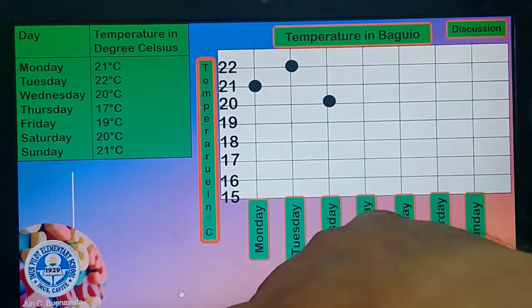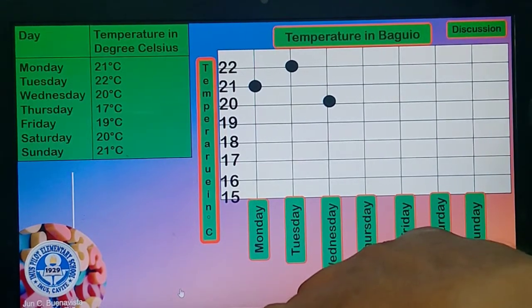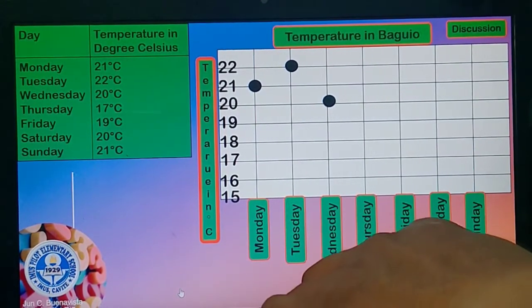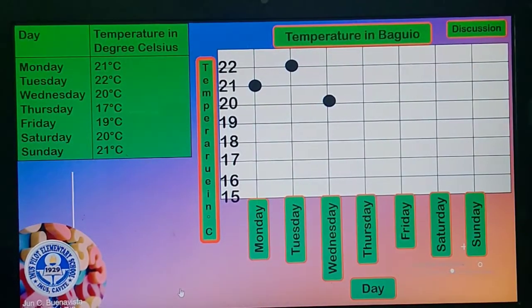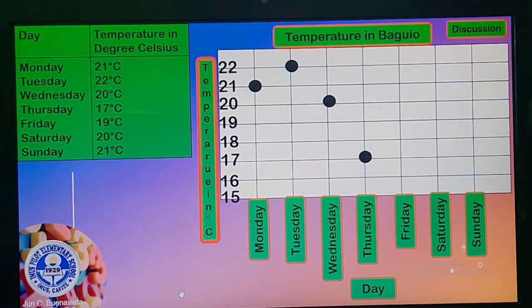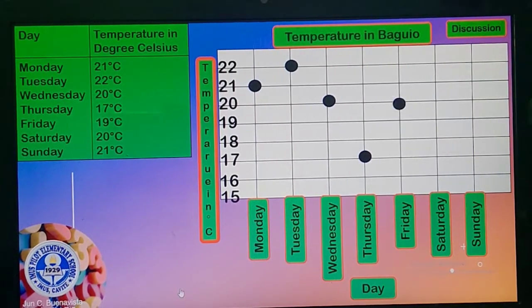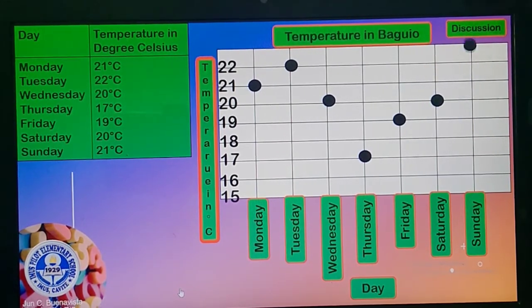Then, we have Thursday, and our data is 17 degrees Celsius. So, therefore, here, we're going to put a point here. Then, Friday, we have 19. That is why sa 19, sa Friday tayo. Then, Saturday, that is 20 degrees Celsius again. So, sa 20 tayo maglalagay ng point. Then, Sunday is 21 degrees Celsius.